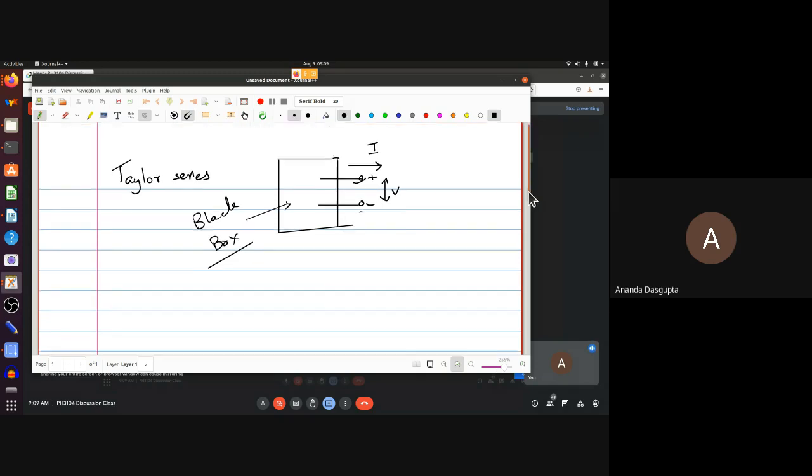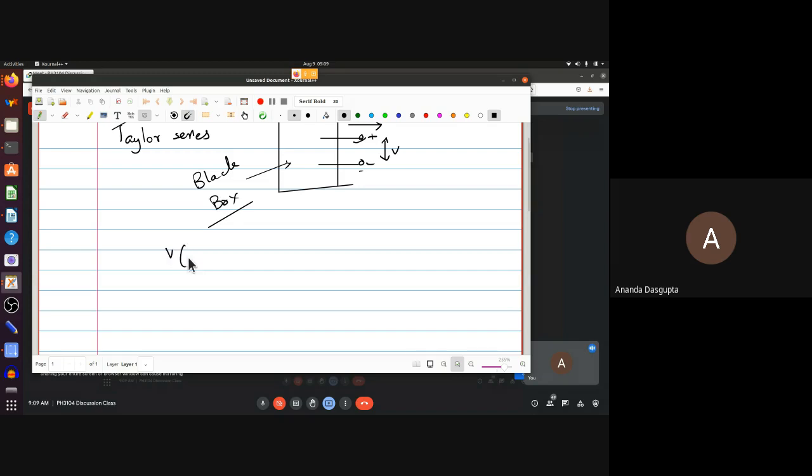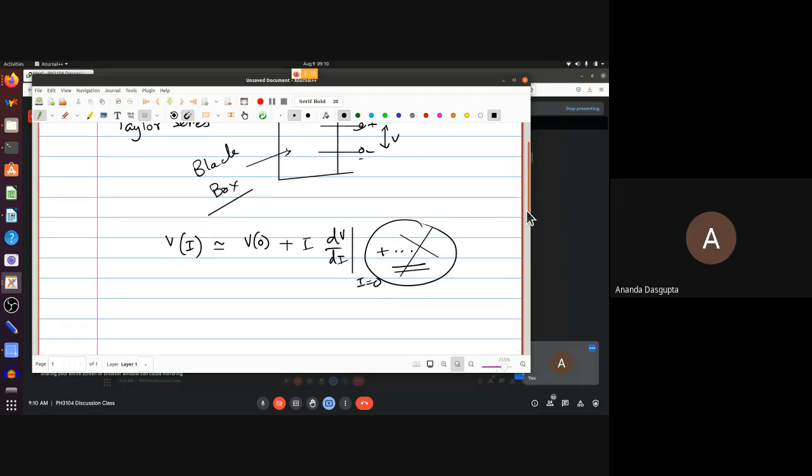So having said that, what is pretty straightforward is a statement that V is a function of I. Now what we did is we wrote that as V of 0 plus I times dV/dI at I equal to 0, plus higher order terms. The question that was asked is, in the actual statement of the Thevenin theorem, we dropped these terms. We just took up to this. The question is, how can we do that?